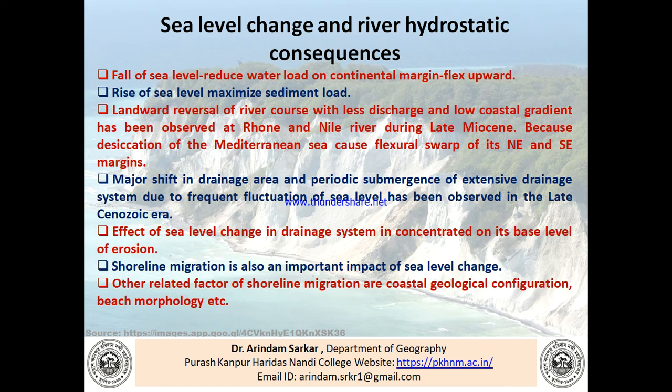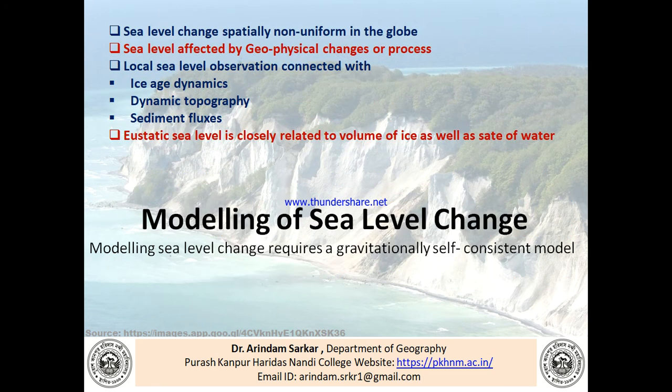Shoreline migration is also an important impact of sea level change. Other related factors of shoreline migration are coastal geological configuration, beach bathymetry, and others. Sea level change is spatially non-uniform globally. Sea level is affected by geophysical changes or processes. Local sea level observation is connected with ice age dynamics, dynamic topography, and sediment fluxes. Hydrostatic sea level is closely related to volume of ice as well as state of water.